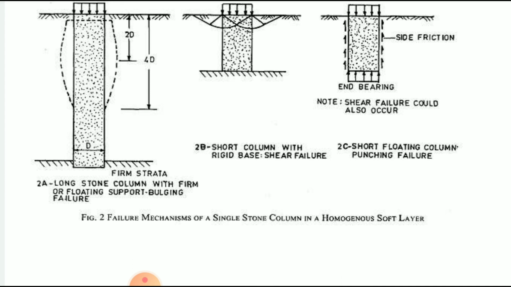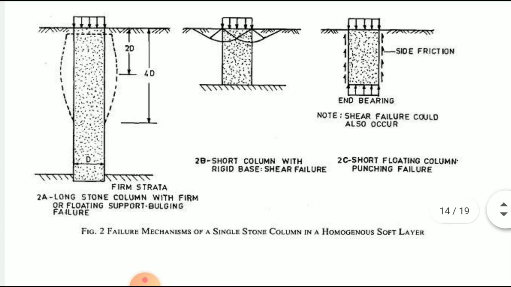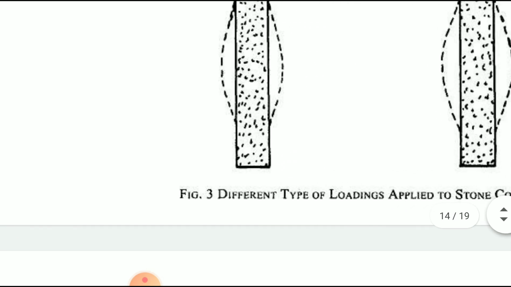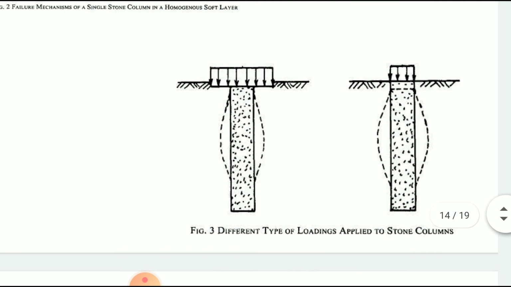And third is the short floating column with punching failure, where side friction and end bearing are present in this figure. Now these are different types of loading applied to the stone column. See here, the entire load is applied on the stone column only in the second figure, and in the first figure the load is applied on both sides of the column and also on the stone column.